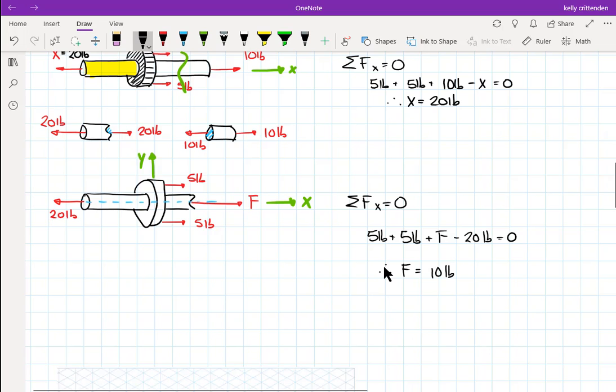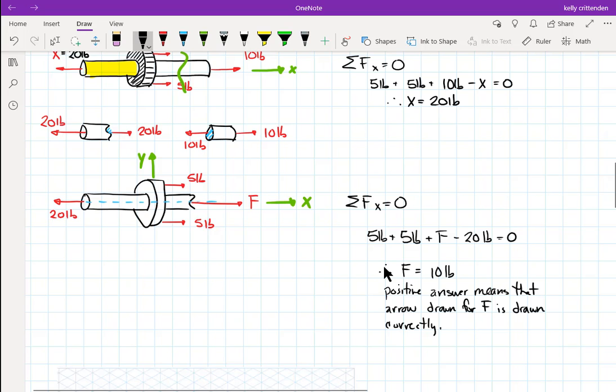And it is a positive number here. So the 10 pounds being positive, a positive answer in this case, means that the arrow I drew for F is going the right way, the correct way. So I chose wisely when I drew F going to the right. And I didn't really choose it going to the right or left.